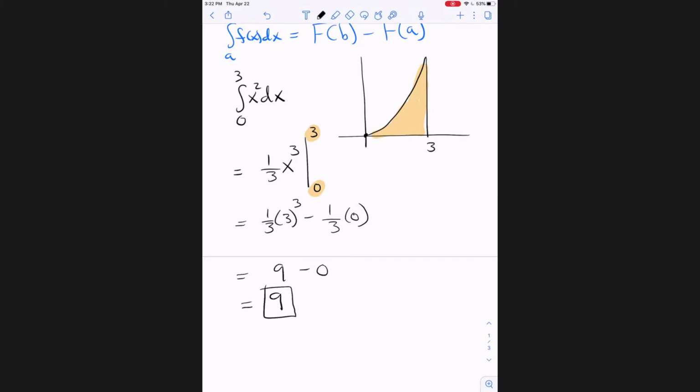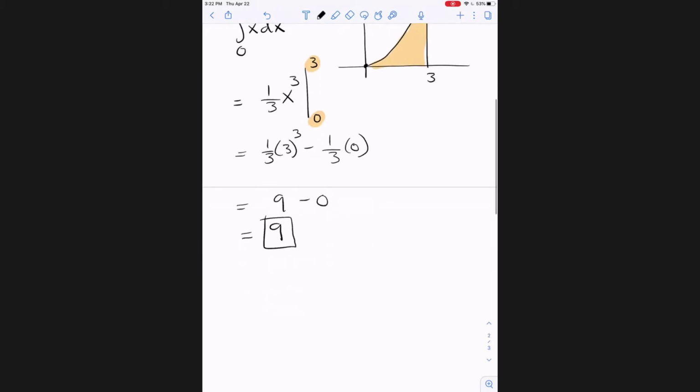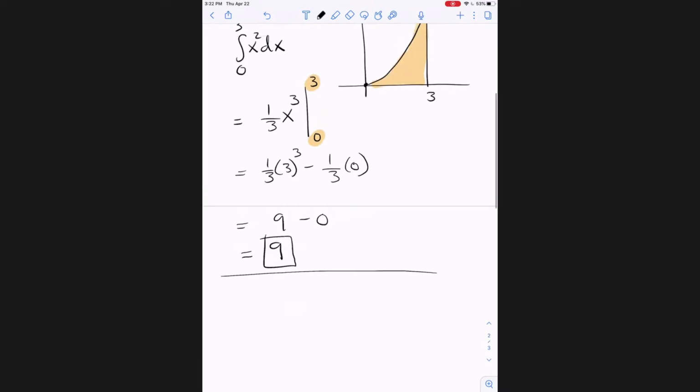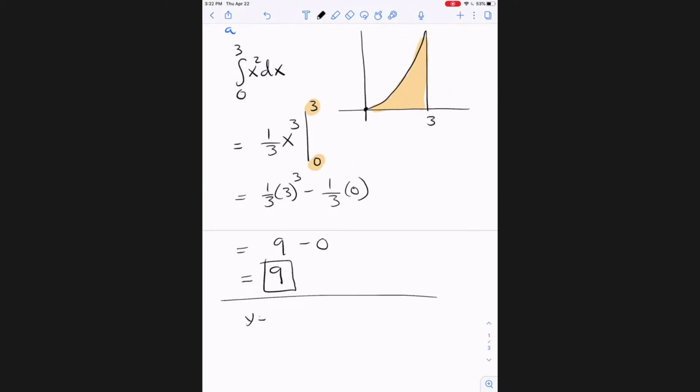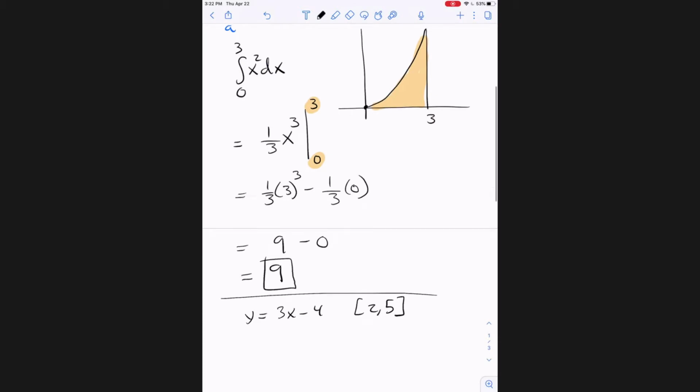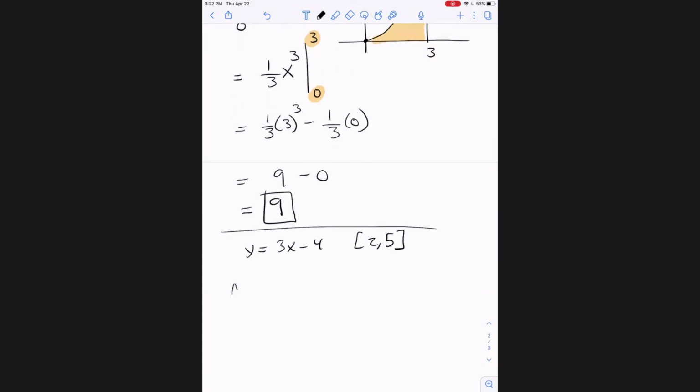Now you're wondering, wait a minute, do that for the problem that you did last time, which took you a long time to do. In the end, you got 39/2. So remember last time I said, find the area underneath the curve of y equals 3x minus 4 on the closed interval 2 to 5. And I did the whole limit as n goes to infinity of the summation. So if you want to do it quickly, the area is going to be equal to the integral from 2 to 5 of 3x minus 4 dx.